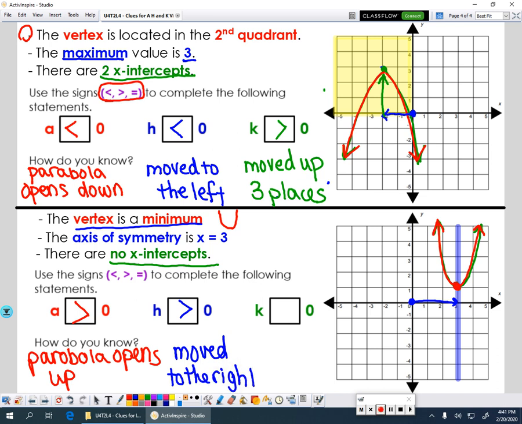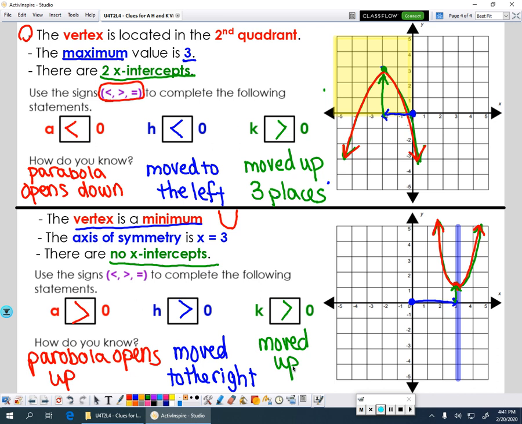And then last but not least, let's look at that k value. My k value moved up. It only moved up 1 place, but it moved up. That means it's a positive number, because positive numbers move us up. So again, k has to be greater than 0. And how do we know? Because my vertex moved up.